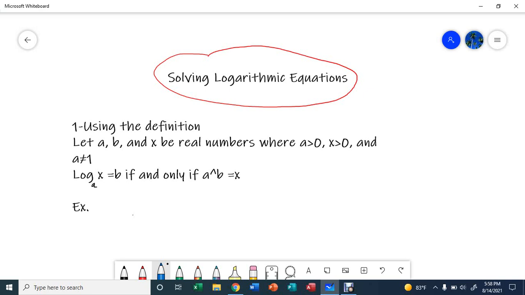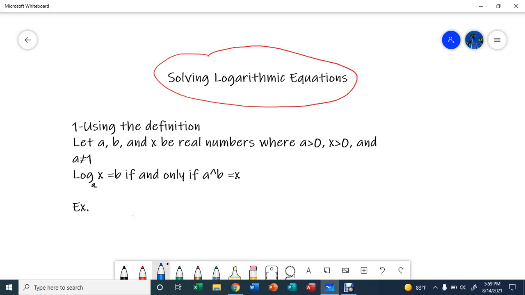In today's video I'm gonna show you how to solve equations that involve logarithms or logarithmic expressions. There are a couple of techniques to solve an equation with log. Let's start with the first technique, which is using the definition.